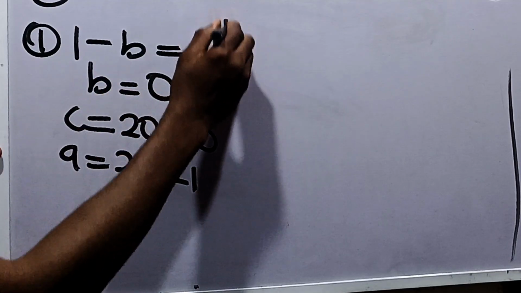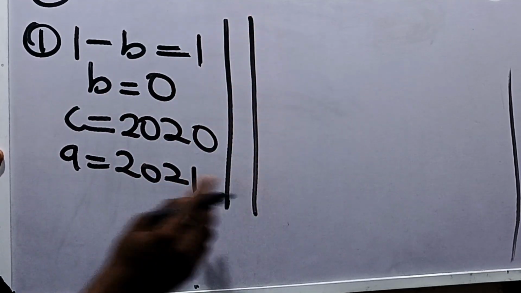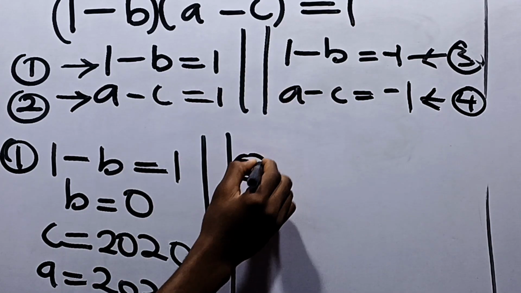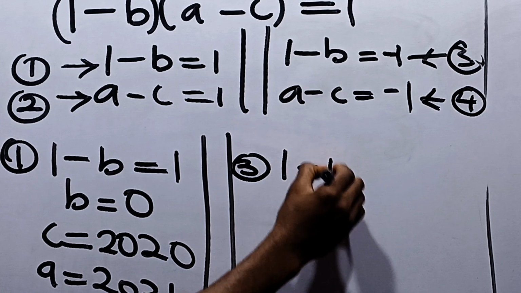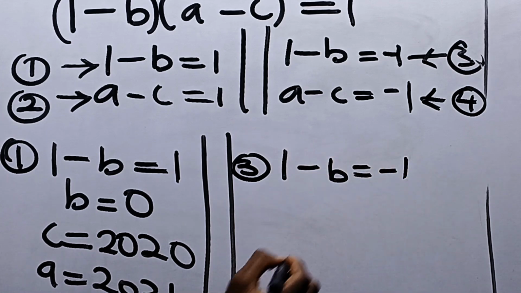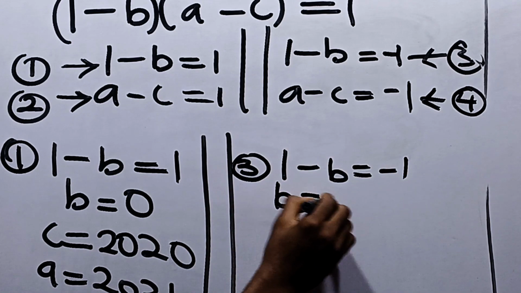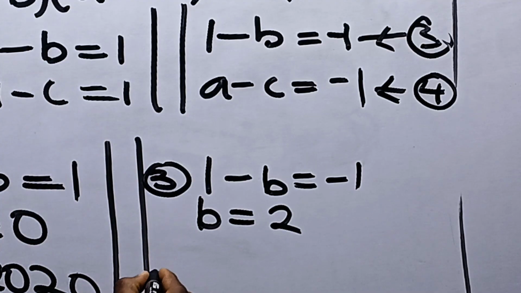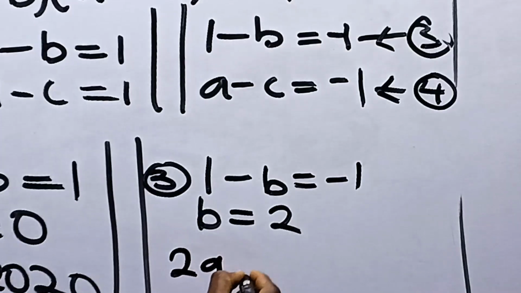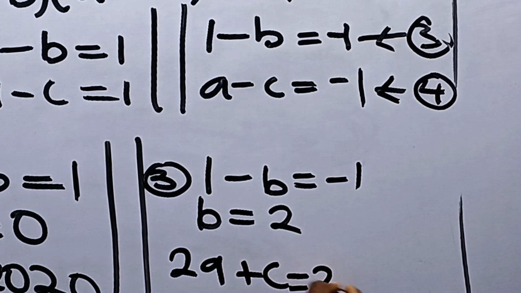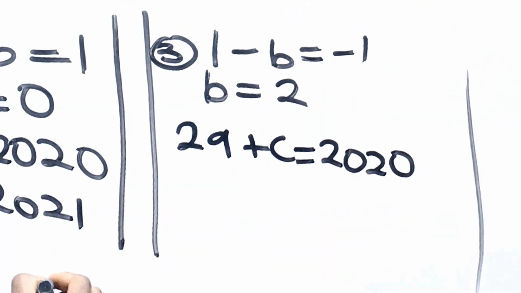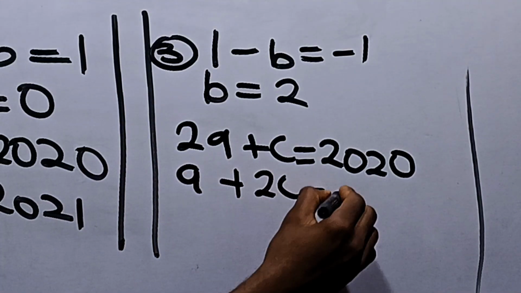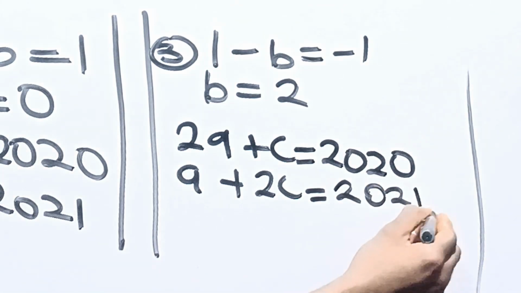Now, in the same method, we will find when 1 minus B is equal to negative 1. We now have that B is equal to 2. Put B as 2 in equation 1. We now have that 2A plus C is equal to 2020, and secondly that A plus 2C is equal to 2021. Let's now solve this.